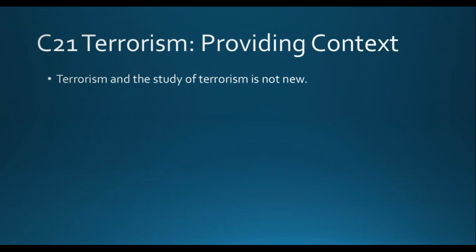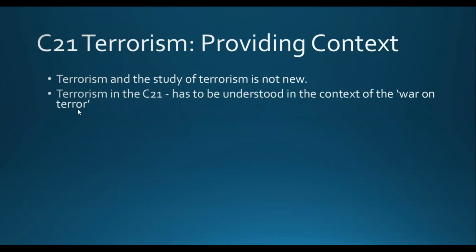Right, so what I want to do first of all is to provide some context to the threat of terrorism today. And I think one of the key things that we have to say about terrorism today is that it has to be understood in the context of what was called the War on Terror. So the War on Terror was basically a set of policies and practices implemented by the government of the United States of America, under the president at the time, George W. Bush, after the terrorist attacks in New York on September the 11th, 2001.